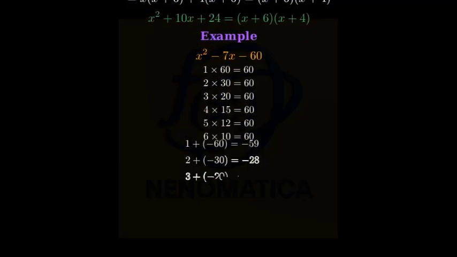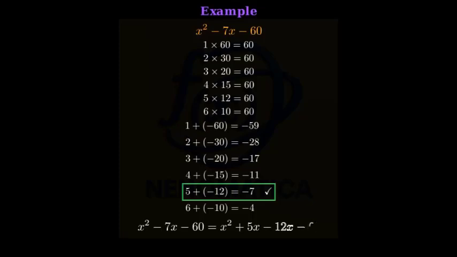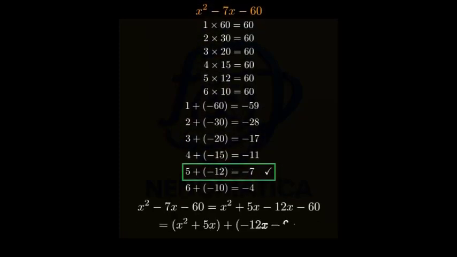We also need them to add up to negative 7, which means the negative factor must have a larger absolute value than the positive factor. So we need the factors 5 and negative 12, which multiply to negative 60 and add up to negative 7. We can rewrite our expression as x squared plus 5x minus 12x minus 60. Now, we'll factor by grouping.